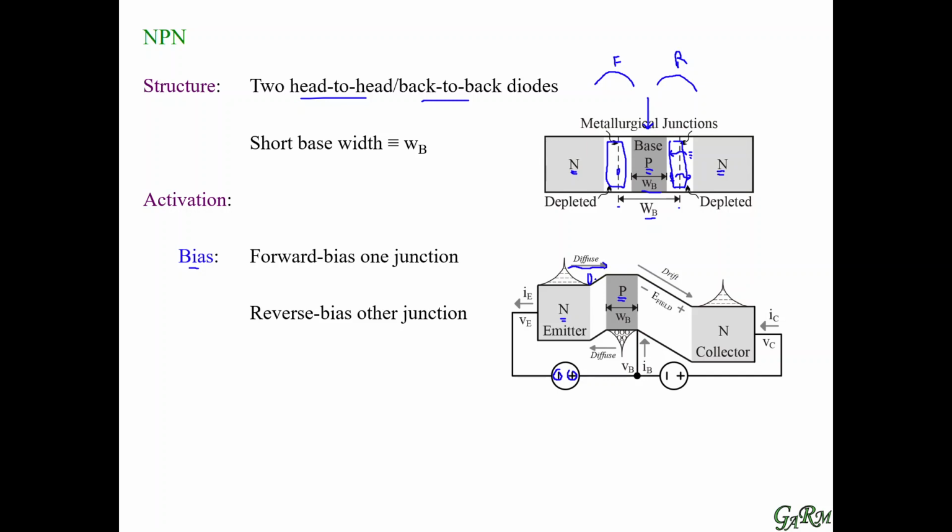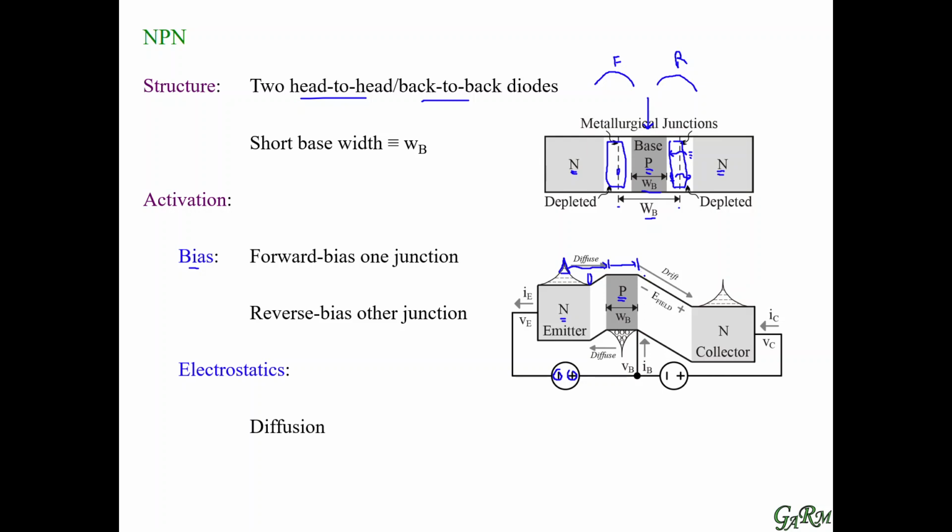Reducing that field barrier, we then have an exponentially increasing number of electrons diffusing over to the base. And that's a diffusion mechanism. The base is so short that those electrons diffuse through the base and reach the other end of the base.